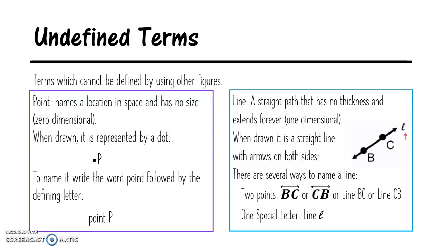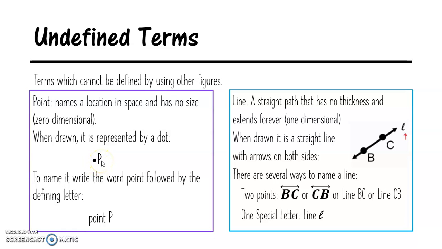So let's look at what they are. A point names a location in space, and it doesn't have any size, which means it's zero-dimensional. When we draw it, we represent it by a dot, because it's impossible to draw something that has no size. So we represent it by a dot, and generally next to the dot, we're going to put a capital letter to name it. So in this case, I have point P.